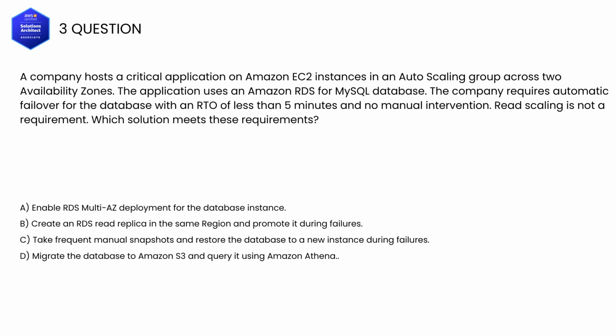The third one: a company hosts a critical application on Amazon EC2 instances in an Auto Scaling group across two Availability Zones. The application uses an Amazon RDS for MySQL database. The company requires automatic failover for the database with an RTO of less than 5 minutes and no manual intervention. Read scaling is not a requirement. Which solution meets these requirements?